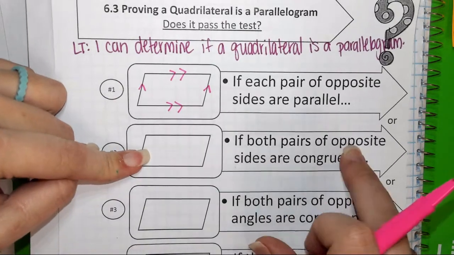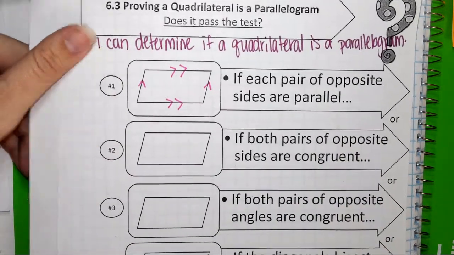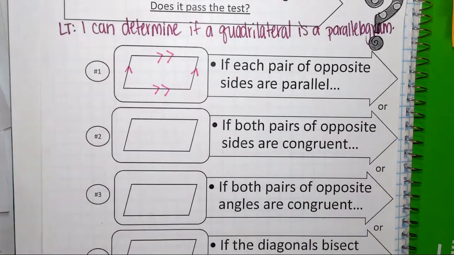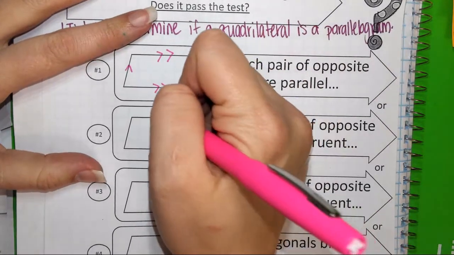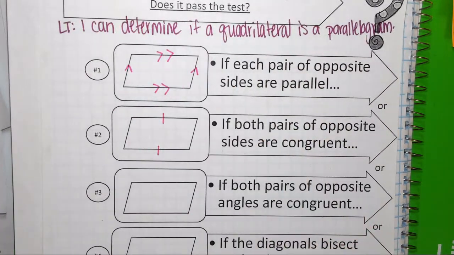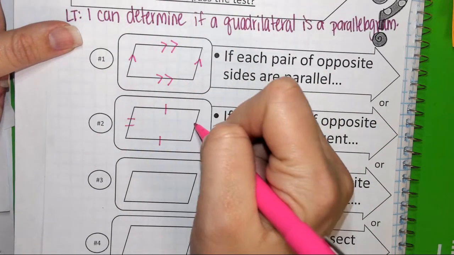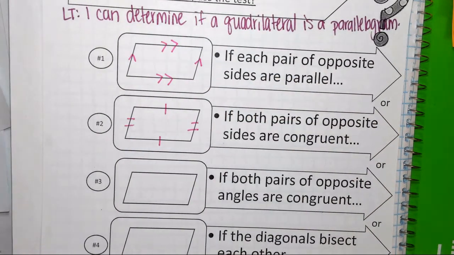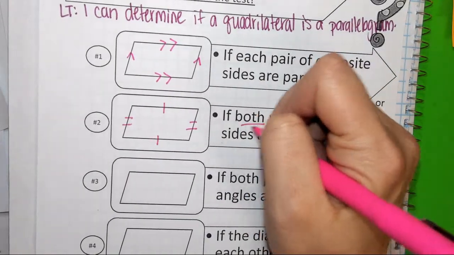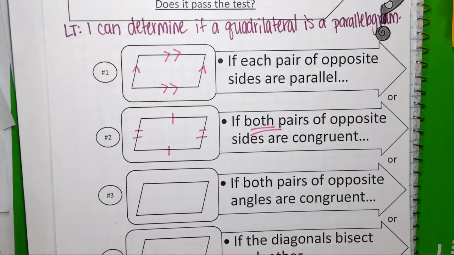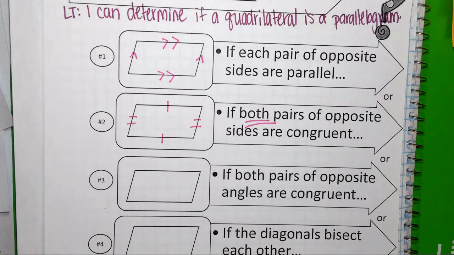Test 2. If both pairs of opposite sides are congruent, what markings do we use for congruency? Tickies. So if we have one here, that means those are congruent. What do the other sides have to have? 2 tickies. Now, both pairs have to be congruent, not just one. So opposite sides have to be parallel, or opposite sides can be congruent.